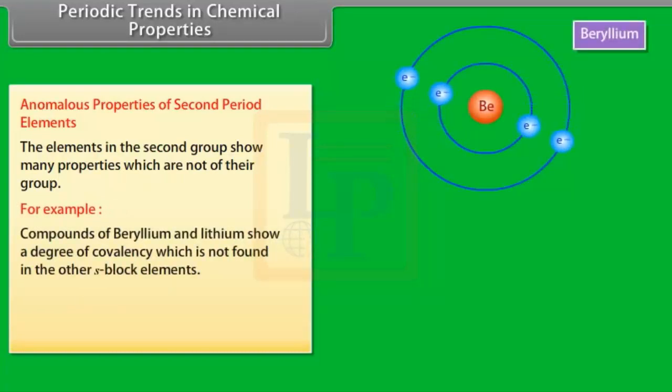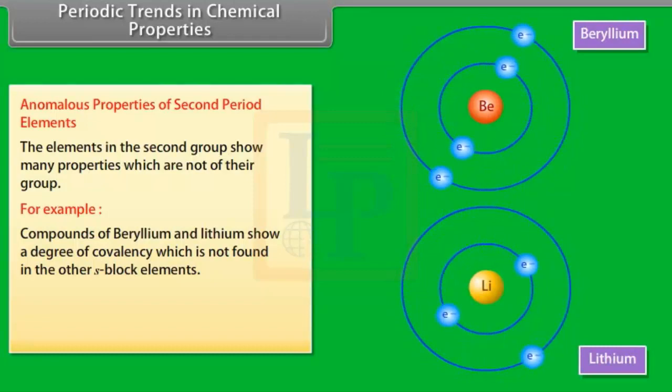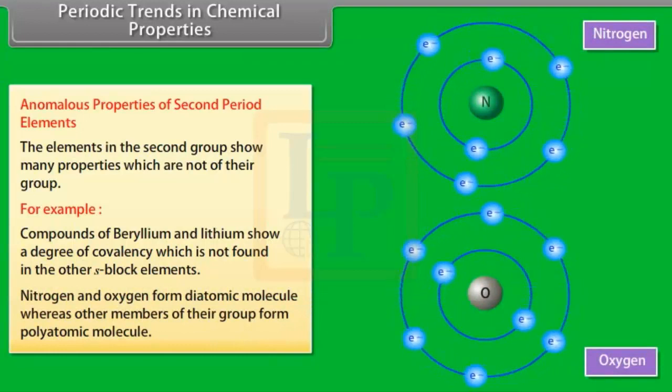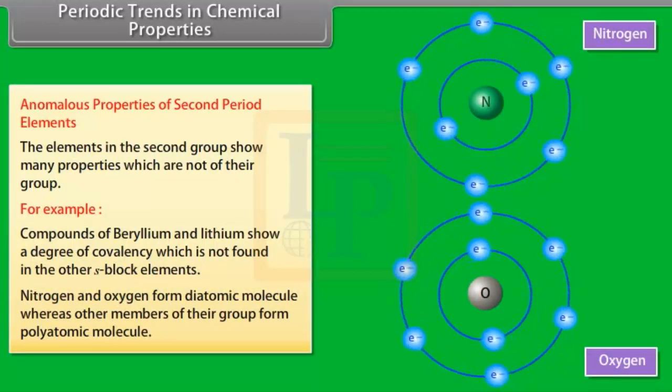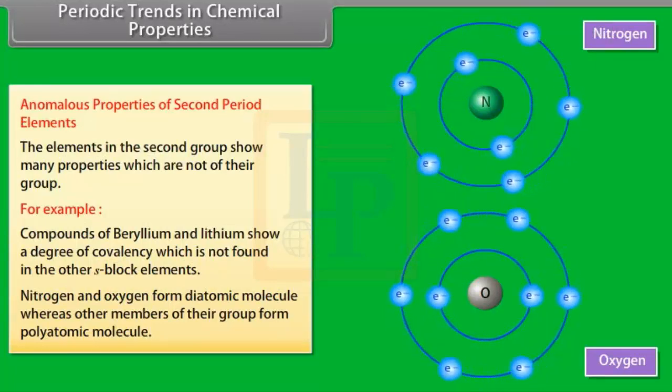Anomalous properties of second period elements. The elements in the second period show many properties which are not found in their group. For example, compounds of beryllium and lithium show a degree of covalency which is not found in the other s-block elements. Nitrogen and oxygen form diatomic molecules, whereas other members of their group form polyatomic molecules.